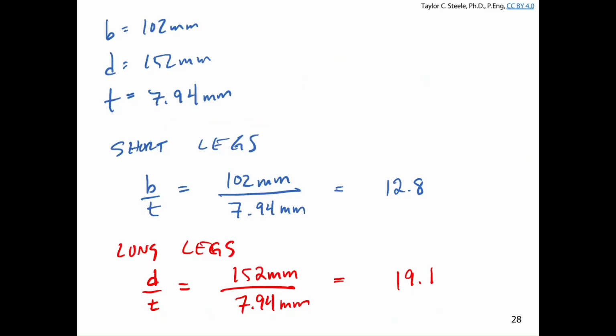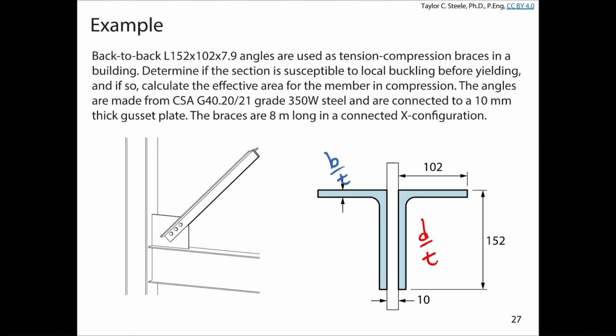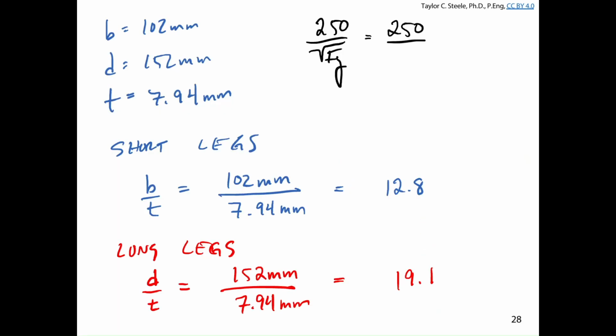Okay, so I'll just do that calculation up here. 250 over the square root of Fy. Fy is 350 because we're using 350W steel. 95% of the time, angles are going to have 350W steel. So we divide by the square root of 350, and when we do that calculation, we end up with a ratio, or upper limit, of 13.4.